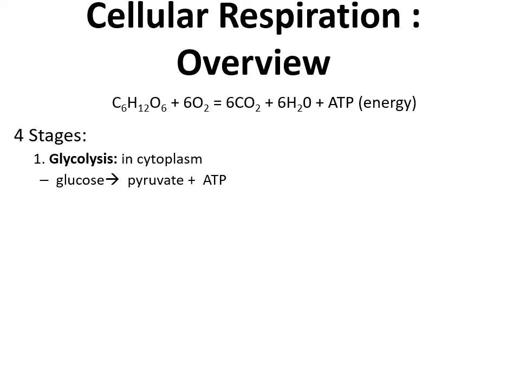So, an overview of cellular respiration. We know that the general formula is that you take glucose, you add some oxygen to it, and it gets converted into carbon dioxide and water, and the point being that we get some energy out of it. So it's a simple equation to write down the overall process, but we're going to be looking at the details of this equation here.